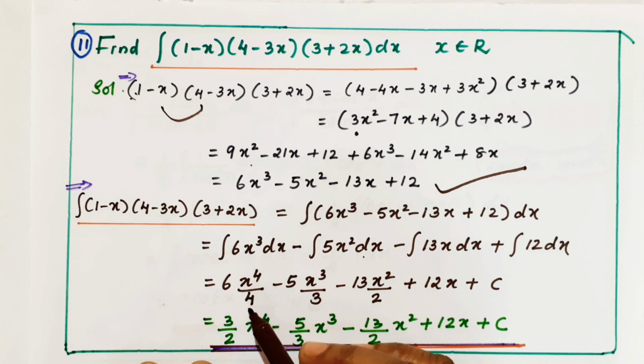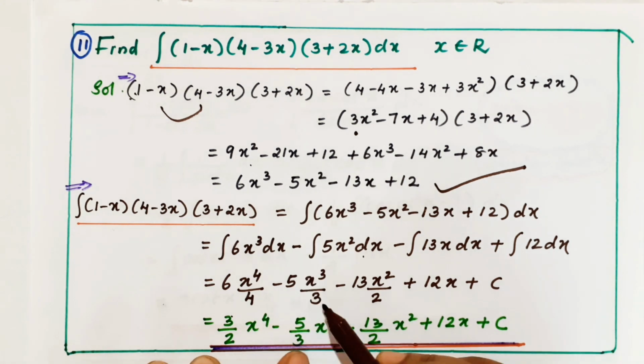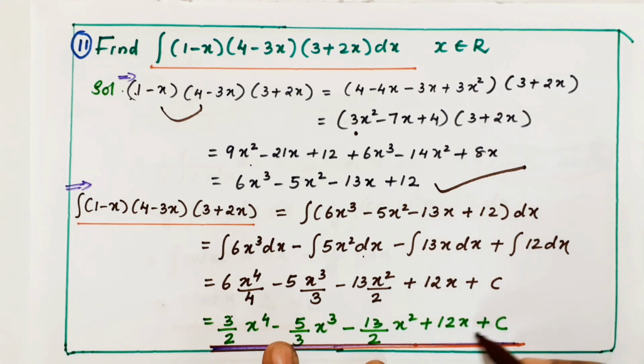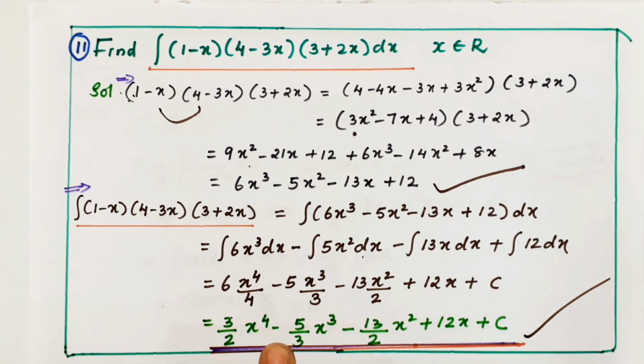Now what is the answer for this question? This one, 6 and 4 we can divide with 2. So it will be 3 by 2 x power 4 minus 5 by 3 x cube minus 13 by 2 x square plus 12x plus c is your answer.